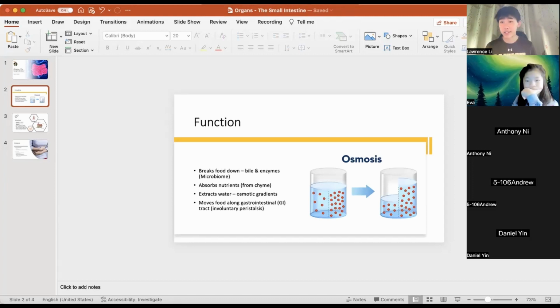But the small intestine actually takes out around 90% of the water. And it does this through a process called osmosis. Does anyone know what osmosis is?